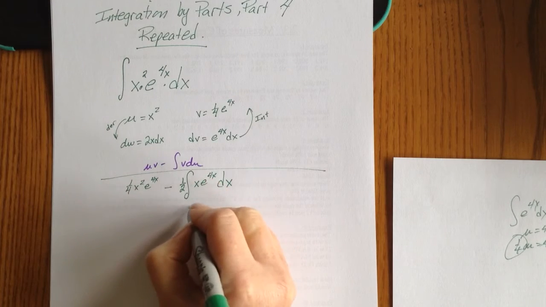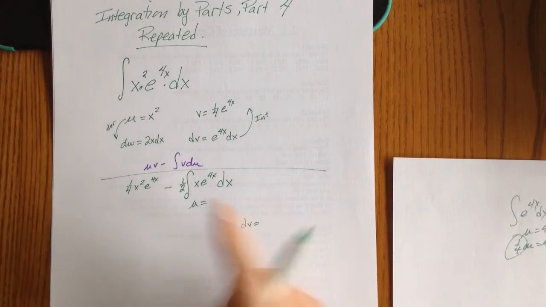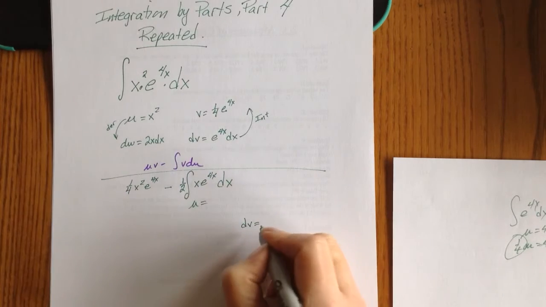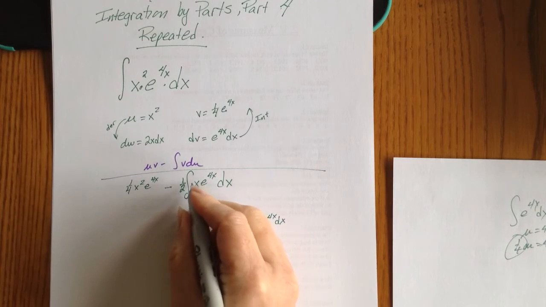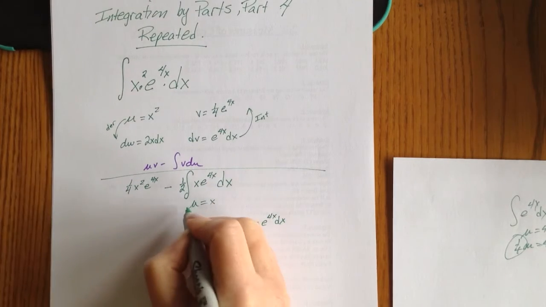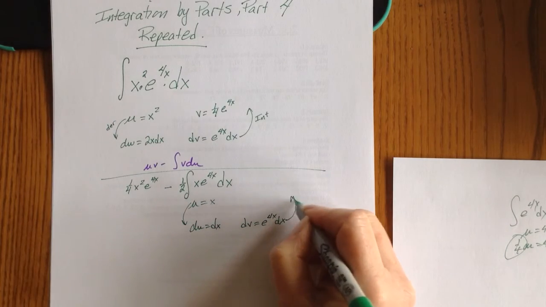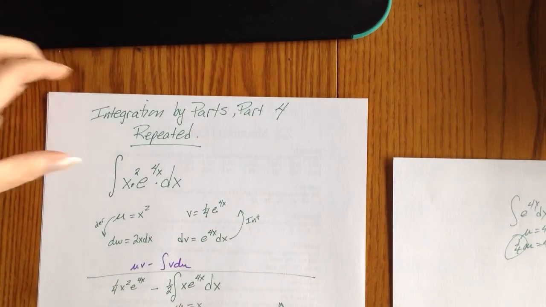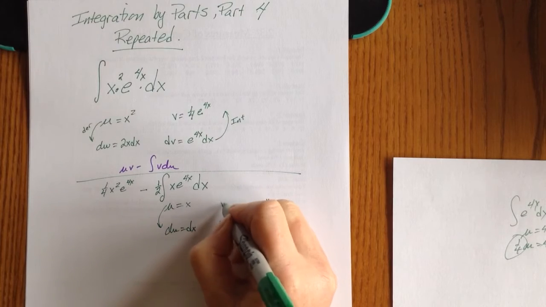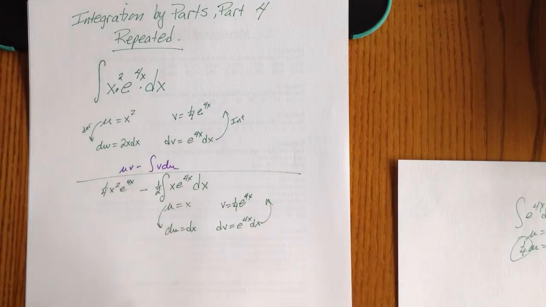So let's do this. U dv. Now the good news is the choices are the same. E to the 4x dx is still the dv. X is the u. The derivative is just dx. And this integration, in case you were asleep, is the same integration we did before. So you just do it again. So another 1/4 shows up, e to the 4x.